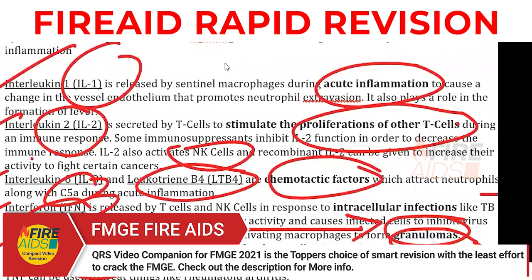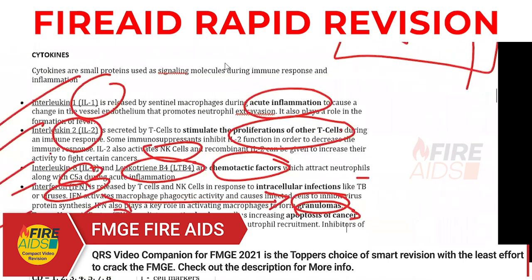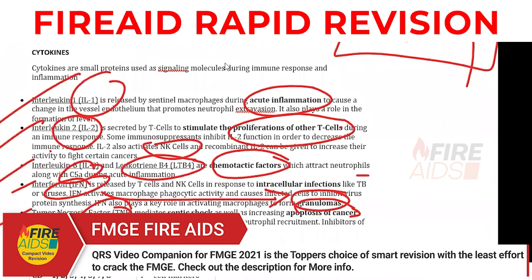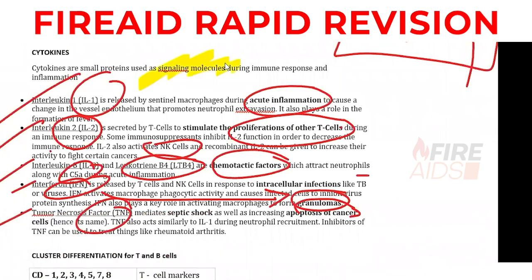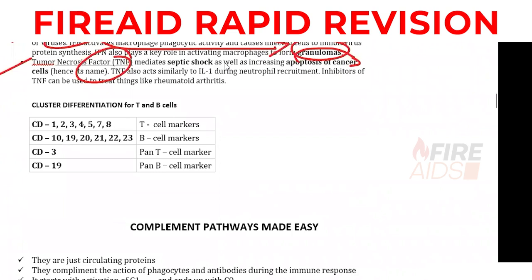So these are the 5 important points from the cytokines. So cytokines, what are they? Basically, they are signaling molecules, which are present during the immune response. So I hope that is fine. Cluster differentiation, yesterday itself we saw, so I'm not going to talk about this. All you need to know is T cell marker, B cell marker, pan T cell, pan B cell marker. So pan T is going to be CD3, pan B is going to be CD19. That is the point you need to know.